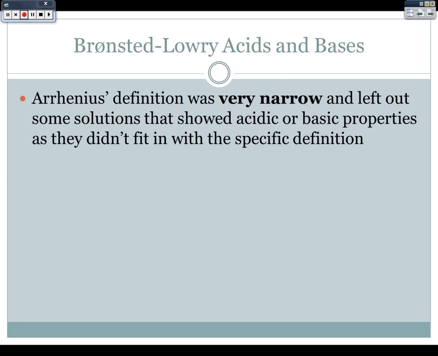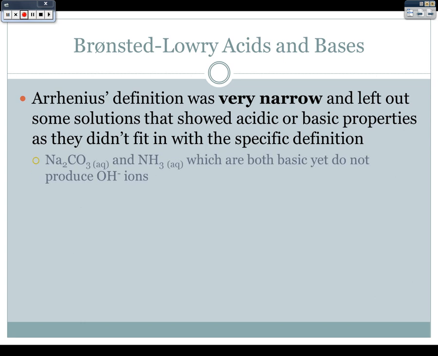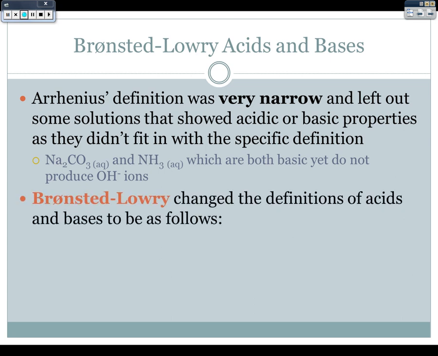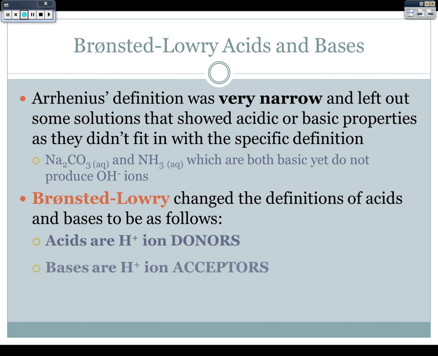Now, the thing is that Arrhenius' definition was very narrow and left out some solutions that showed acidic or basic properties because they didn't fit into the specific definition. For example, sodium carbonate and ammonia are both basic, yet don't produce OH minus ions. So technically they're not Arrhenius bases, but they are basic solutions. So then a guy came around named Bronsted-Lowry, and he changed the definition of acids and bases to be more inclusive. He defines acids as hydrogen ion donors, and bases are hydrogen ion acceptors.